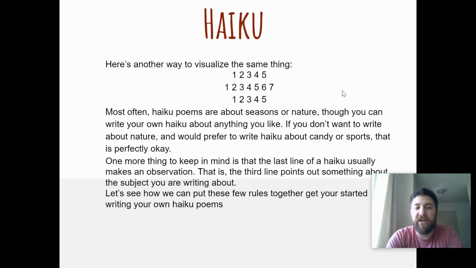So most often haiku poems are about seasons or they're about nature, though you can write your own haiku about anything that you want. If you don't want to write about nature and would prefer to write a haiku about candy or sports, that is perfectly fine. One more thing to keep in mind is that the last line of a haiku usually makes an observation. So that is, the third line points out something about the subject that you're writing about.